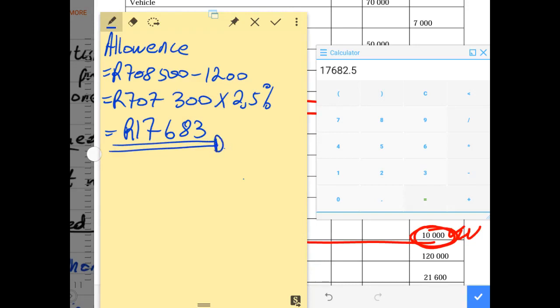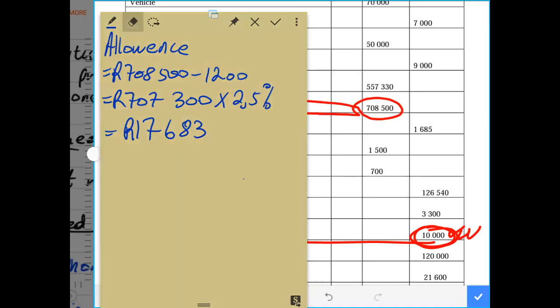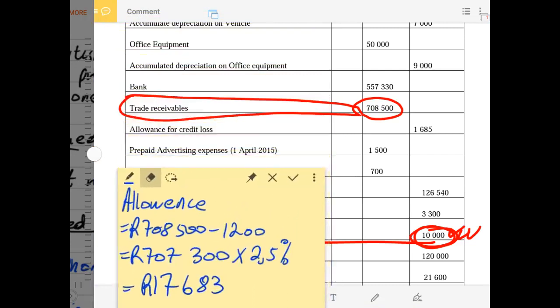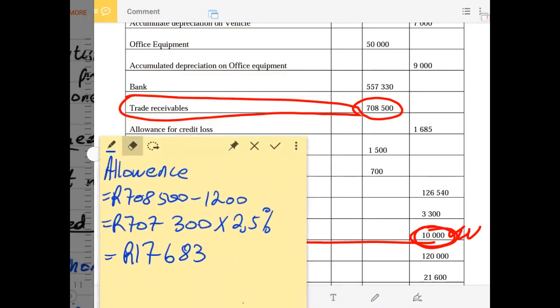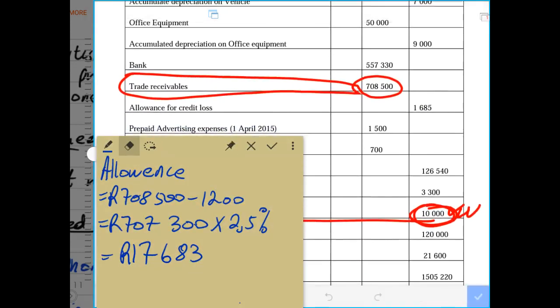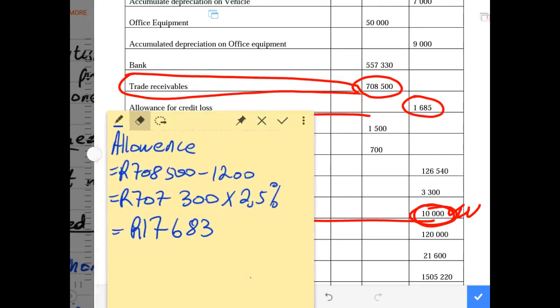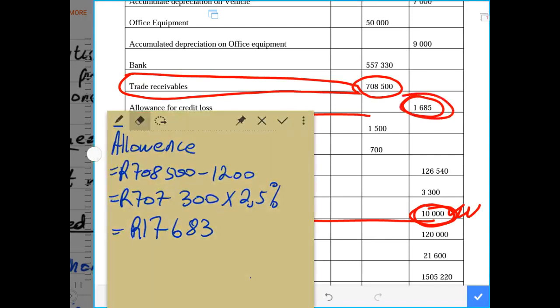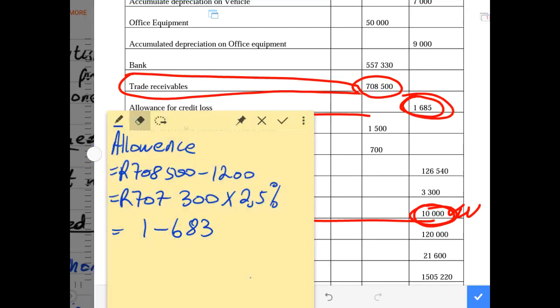17,683. So now this is the amount of the allowance for credit loss. However, we already have our allowance for credit loss recorded in the trial balance. We can see there in the trial balance that the allowance for credit loss is 1,685. So now that is the amount that we have as our allowance for credit loss.